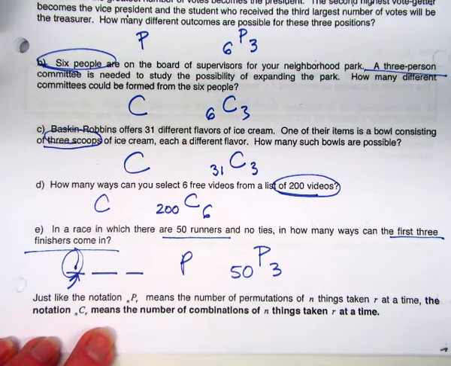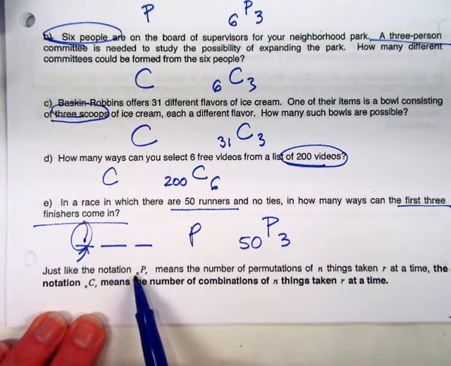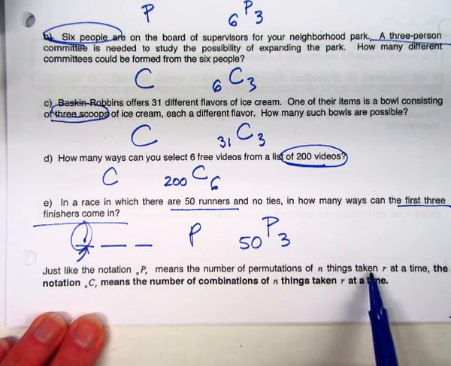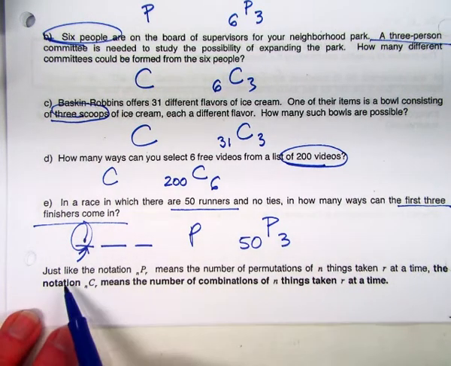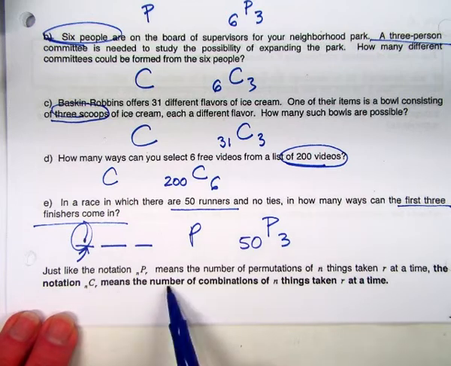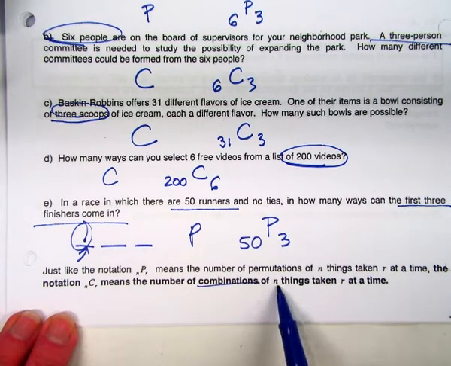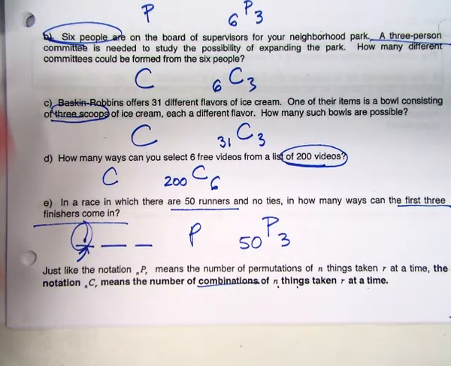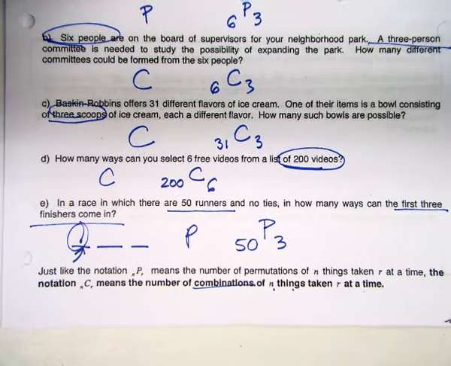Because once we have a winner, that person cannot be in a spot that's later in the race. So just like the notation nPr means the number of permutations of n things taken r at a time, the notation nCr means the number of combinations of n things taken r at a time. Okay? Let's actually do some problems with this.